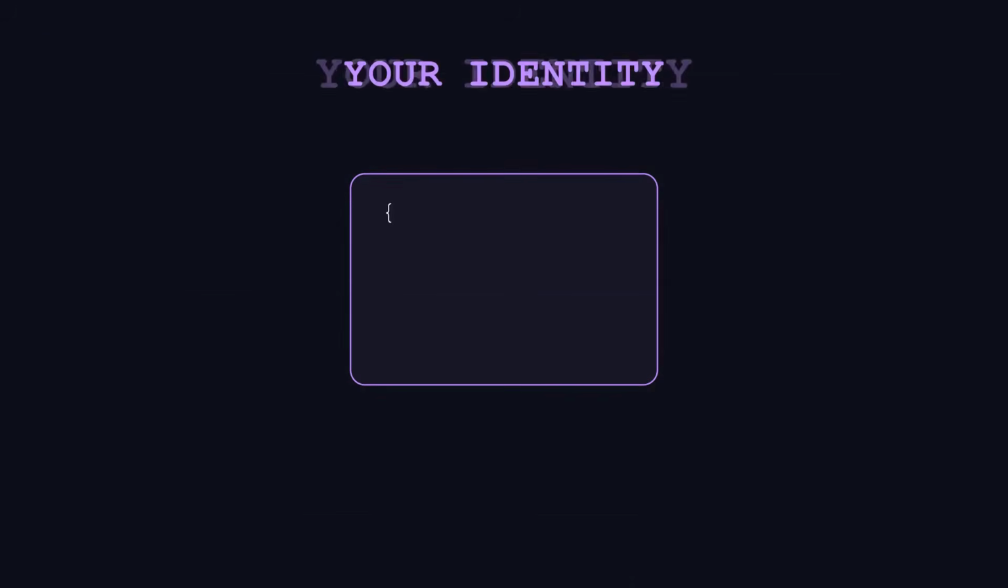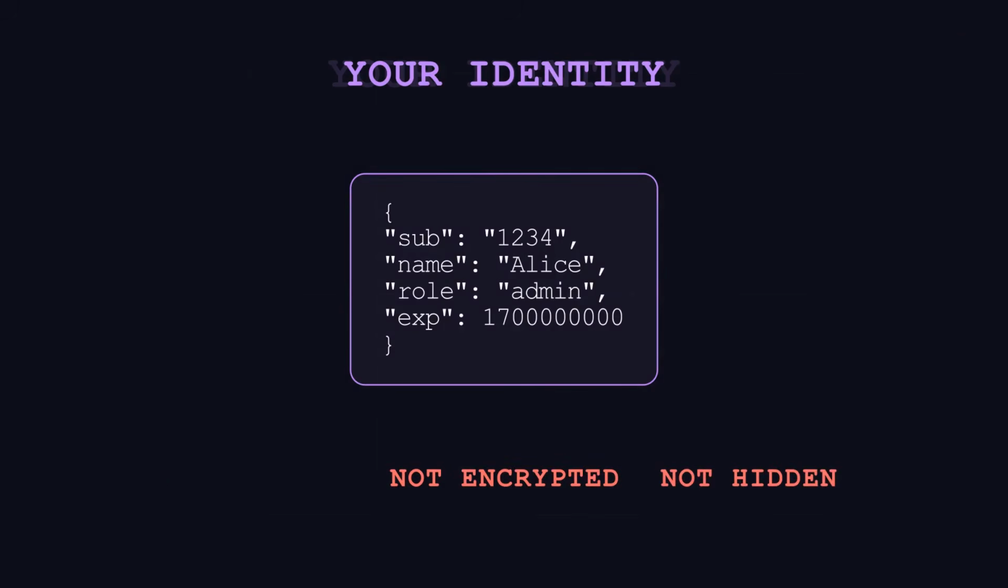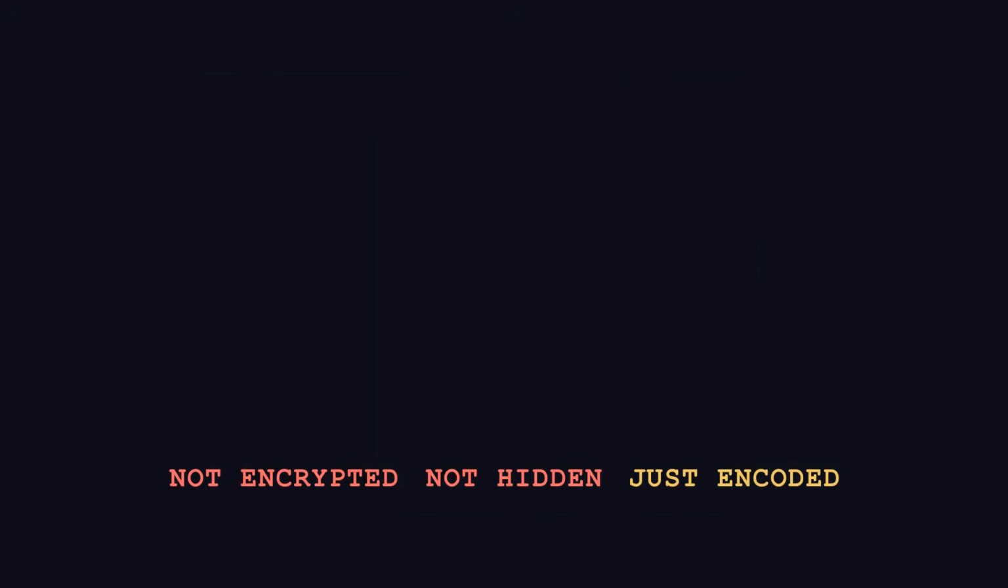Now decode the second chunk. More JSON, and this time it's your identity: your user ID, your name, your role, when this token expires. All of it, sitting right there. Not encrypted, not hidden, just encoded. Anyone with your token can read everything about you, right now, in their browser console. That's not a bug. That's how JWT was designed.